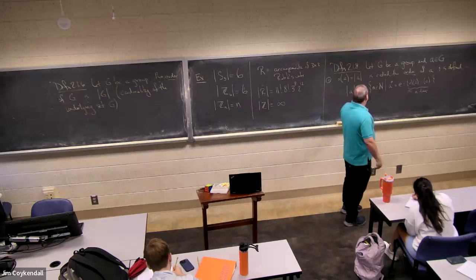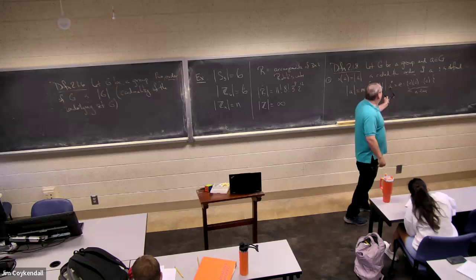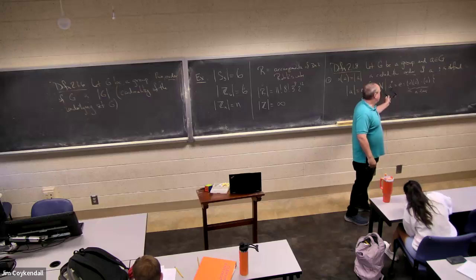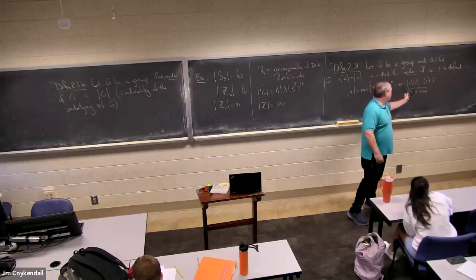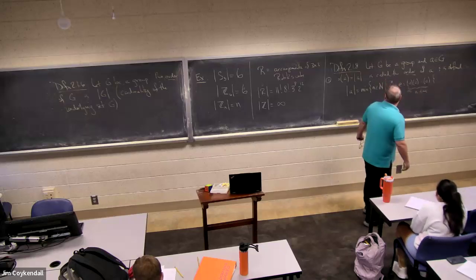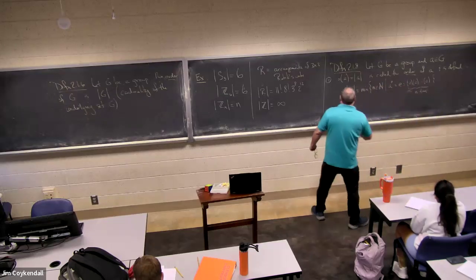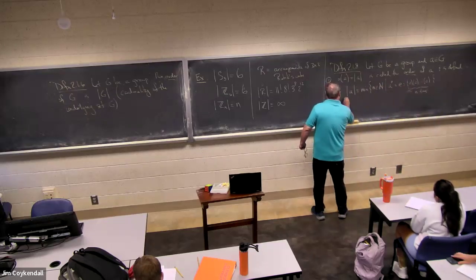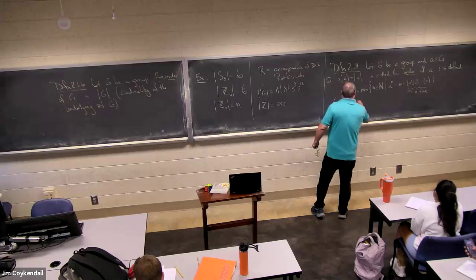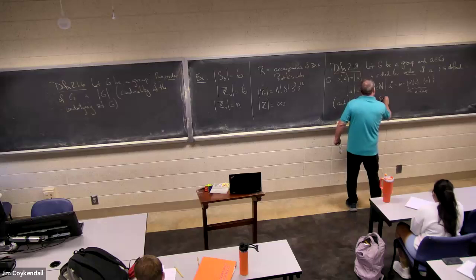The order of A is the smallest natural number, and by natural number, I mean something positive, can't be 0, such that when I combine A with itself n times, so this is a shortcut notation for combining A with itself using the group operation n times, you get the identity. And the order of A is infinity if no such n exists.